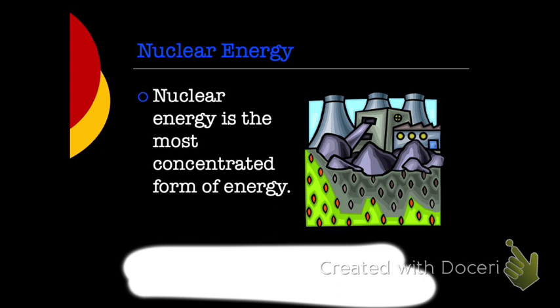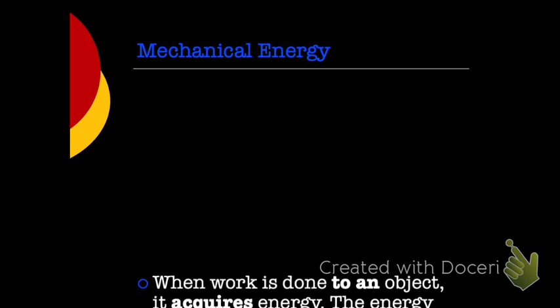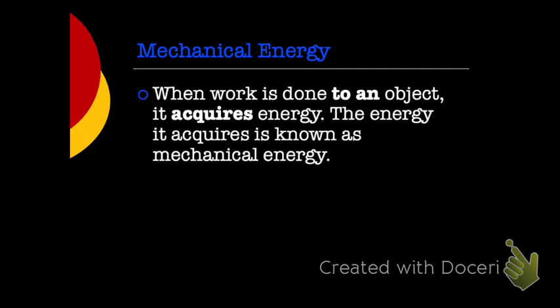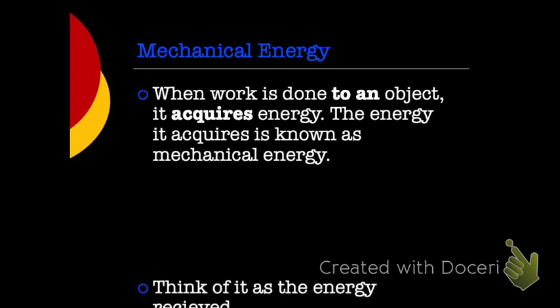All right, last part here is called mechanical energy. Okay, when work is done to an object, it acquires energy. The energy that it acquires is called mechanical energy. Okay, so that's the energy we receive as a form of some sort of transfer, right? If somebody pushes me, I've then received mechanical energy because that push, all of that energy is transferred to me. You can think of it as received energy.